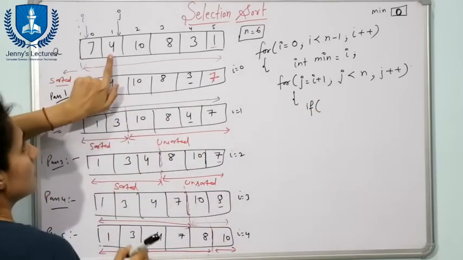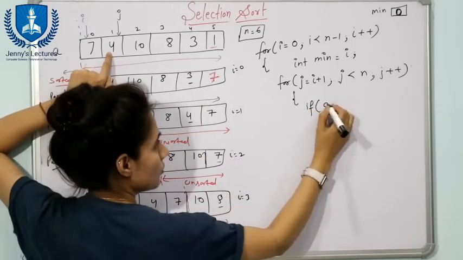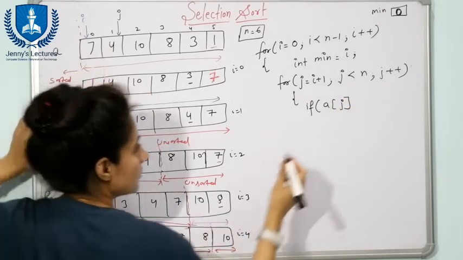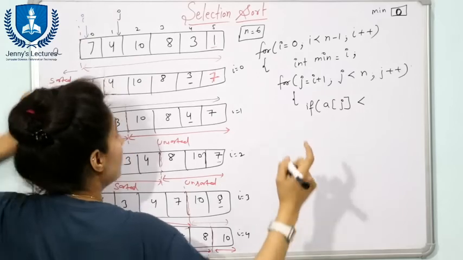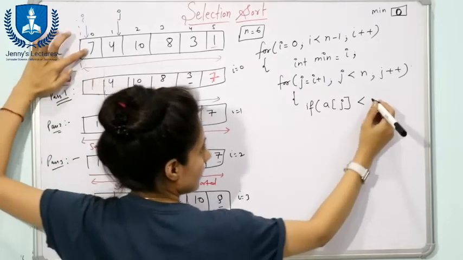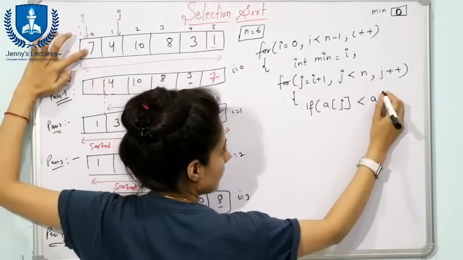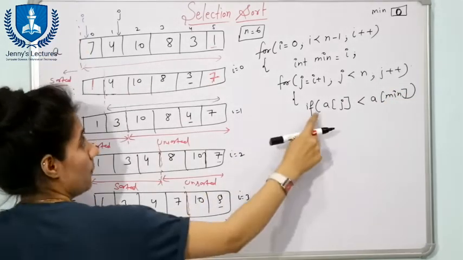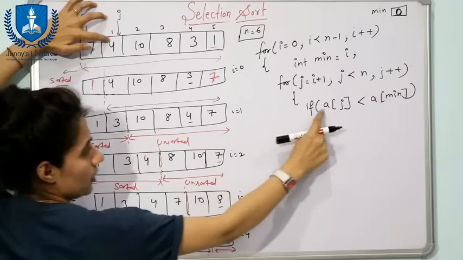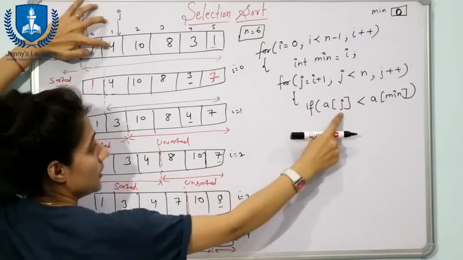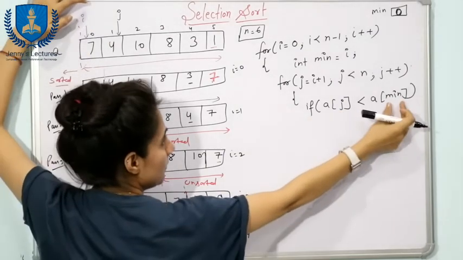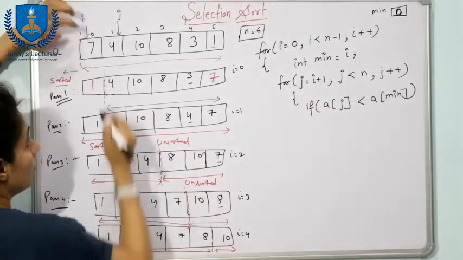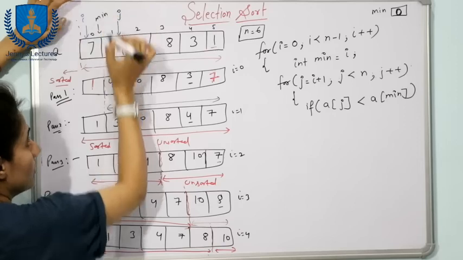If this element a of j is less than a of min. See, min is what? That value is i. So min is here only. Now min is at this place only.